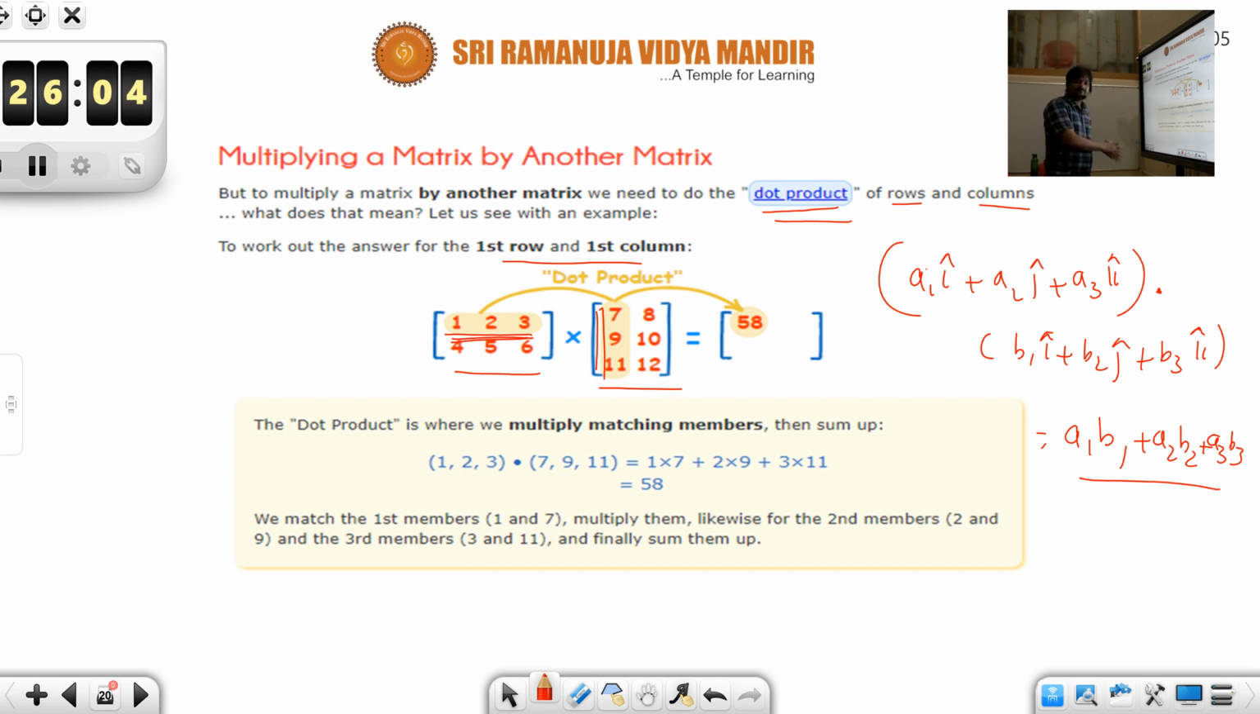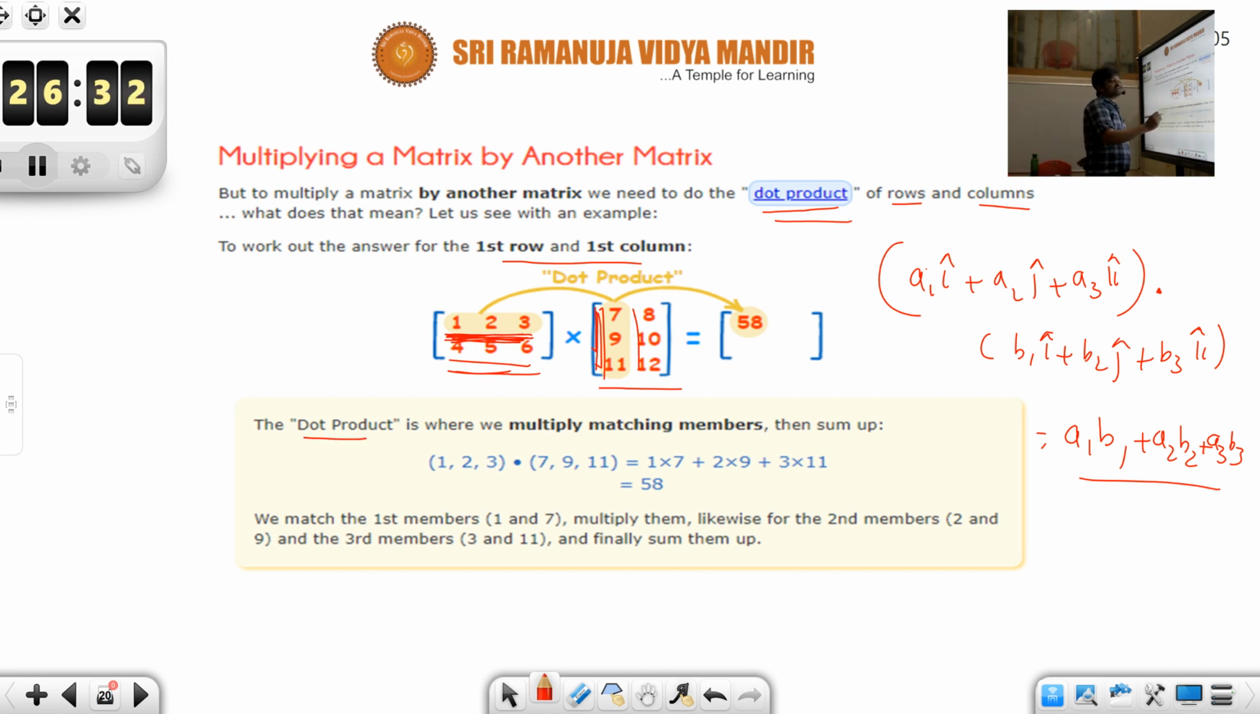Similarly, to multiply matrices, we perform the dot product between the rows and the corresponding columns. First row, first column; first row, second column; in that way, second row, first column; second row, second column. In this way, we perform the dot product between the rows of the first matrix and the columns of the second matrix. So you will get all the entries of the resultant.